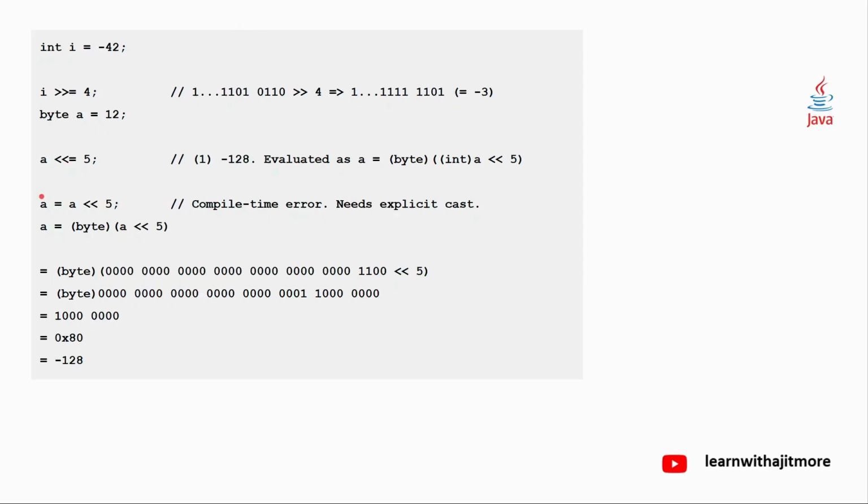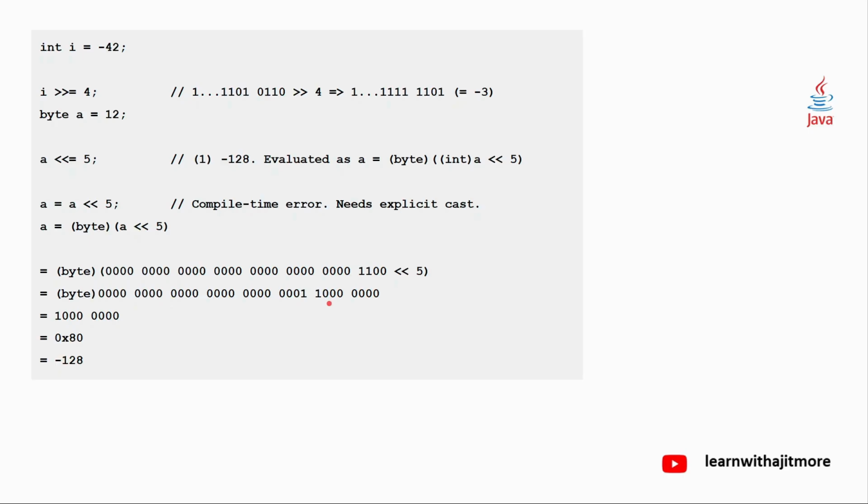So what is A, 12? Is this 12 in binary 1100? Yes, eight and four. Okay, 8 and 4 is 12. You're right. Now you're shifting it 5 times, towards which side? Left side. So 5 zeros are coming inside. See, 0, 0, 0, 0, 0. 5 zeros. And after that, everything.